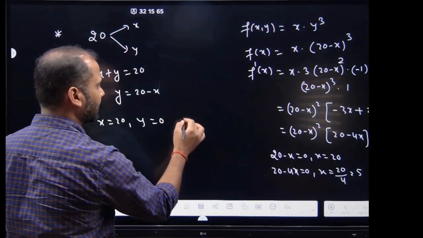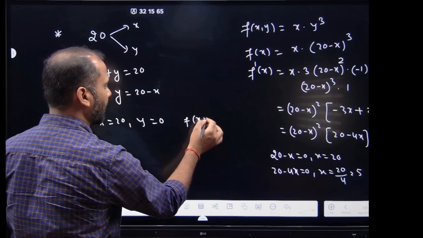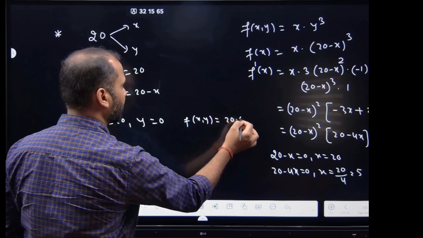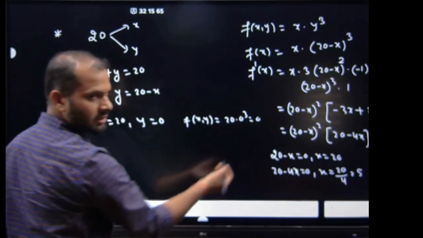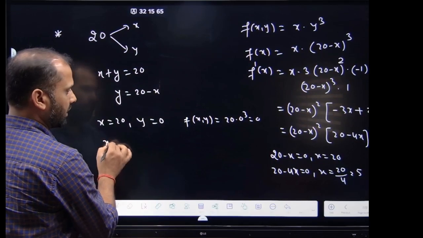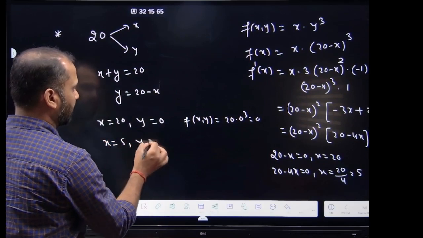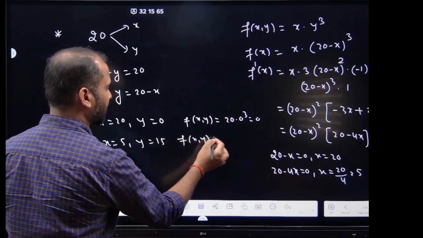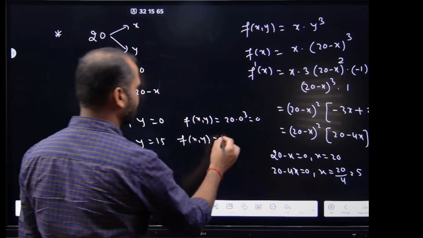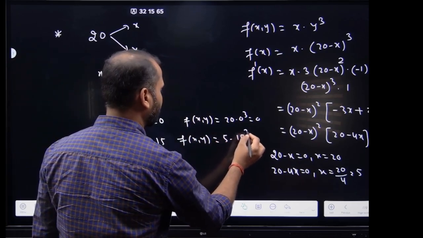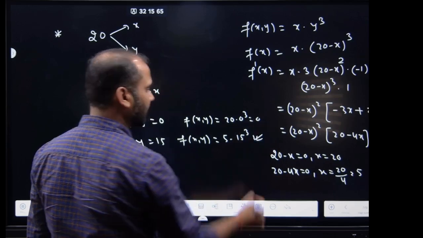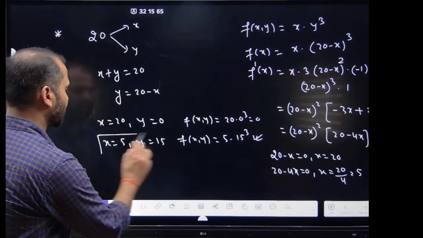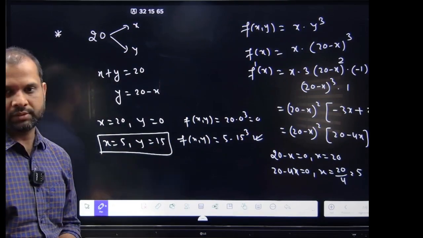What is the product at that time? What is f of x comma y? How much will it be? This is nothing but 20 into 0 cube. How much is it? 0. The second one: x is equal to 5, then y will be 15. So what is f of x comma y? The first part is nothing but x into 15 cube. Definitely this value will be bigger than this one. So which combination of x and y should you choose? This combination you should choose.